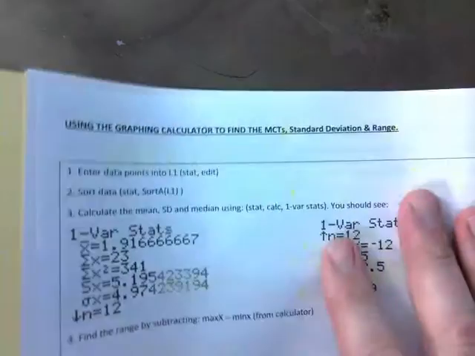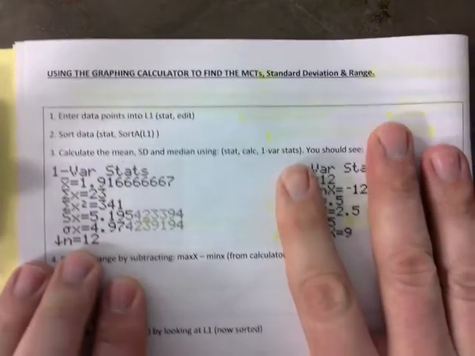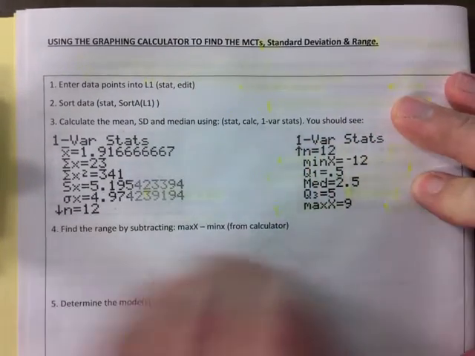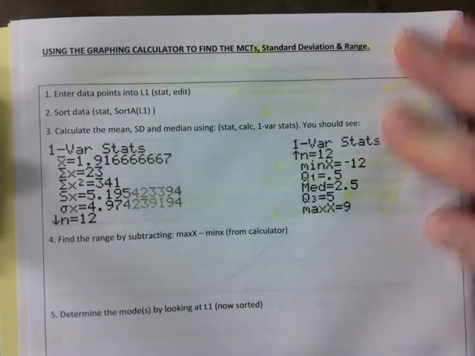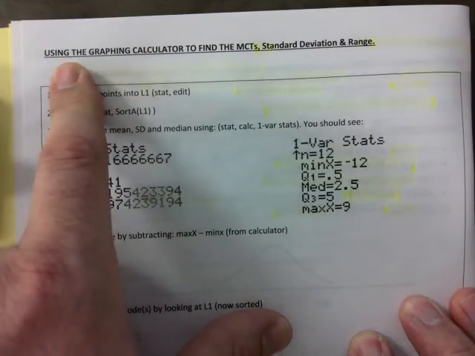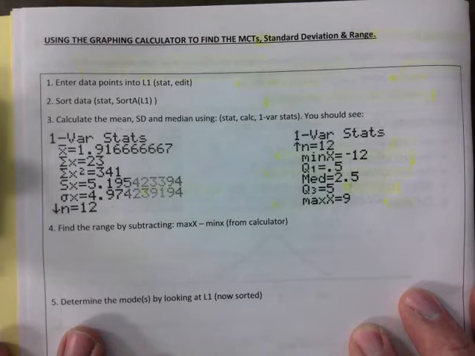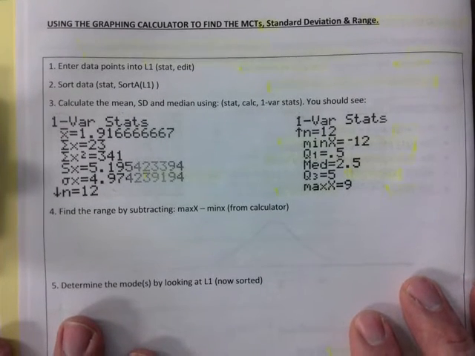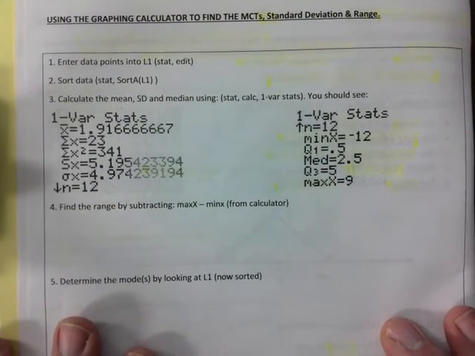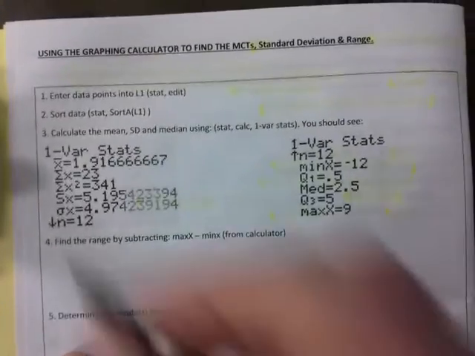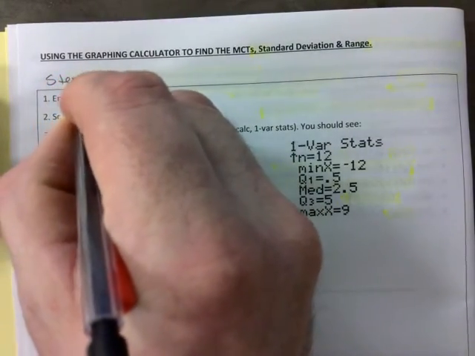So let's go to the next page here. And very soon, we're going to start doing some graph and calculator stuff that is going to be a bit more fun for you. It's titled Using the Graph and Calculator to Find Mean, Standard Deviation, and Range. These are the steps.